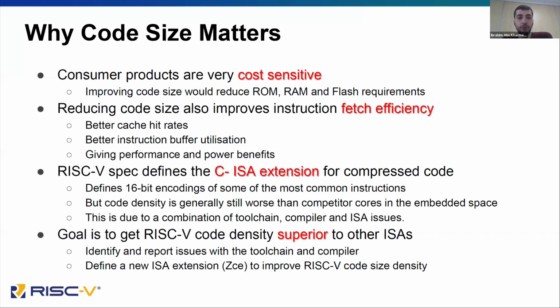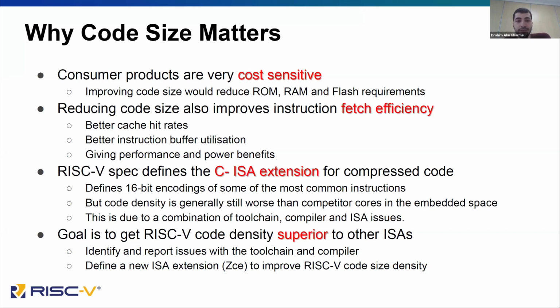If we improve the code size, then we reduce the requirements for ROM and flash, and we also potentially can improve the performance because we will have better cache hit and buffer utilization, and that also can potentially give us power saving benefits. RISC-V already has an extension for compressed instructions, which defines 16-bit encodings for most common instructions.